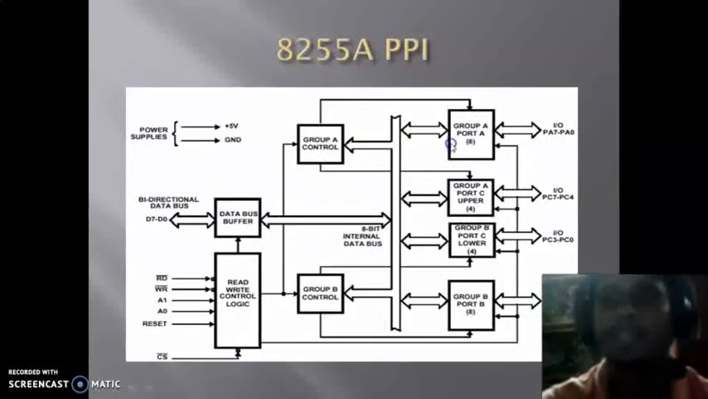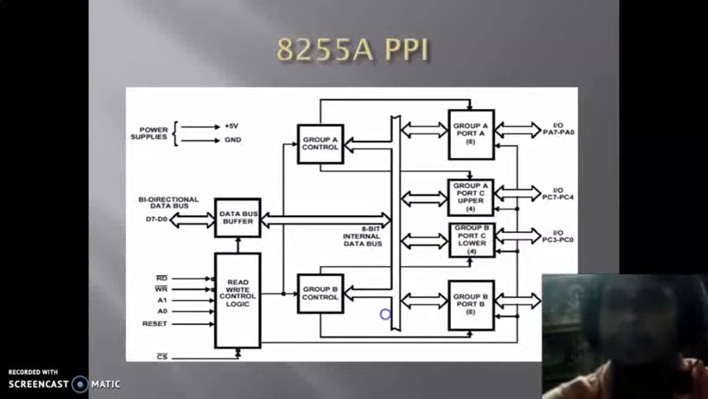Here we are seeing that we have port A, port B, and port C is basically divided into 2 parts: port C upper and port C lower. So here actually 2 groups are formed. One is a group with port A and port C upper. These 2 ports basically form group A control, and port C lower and port B form group B control.